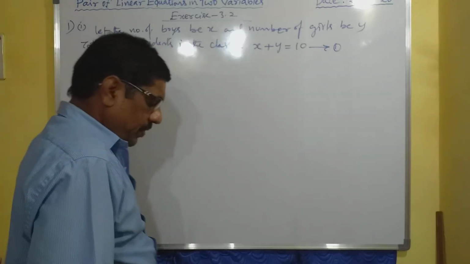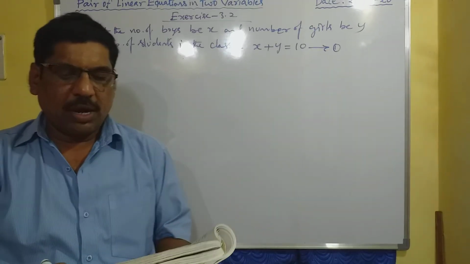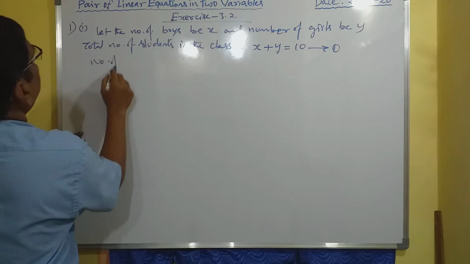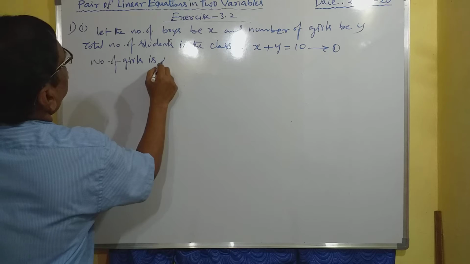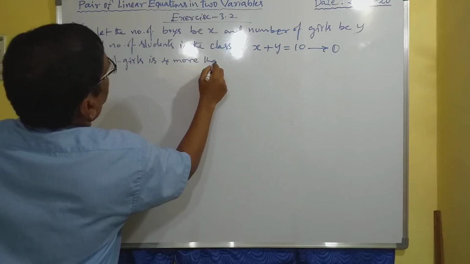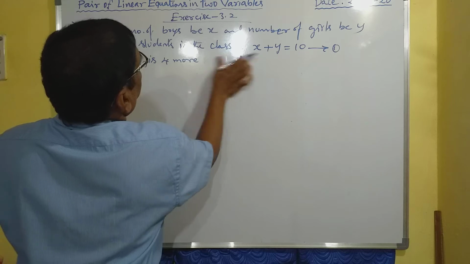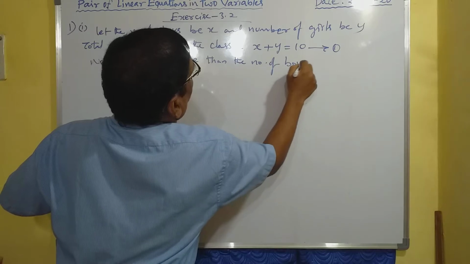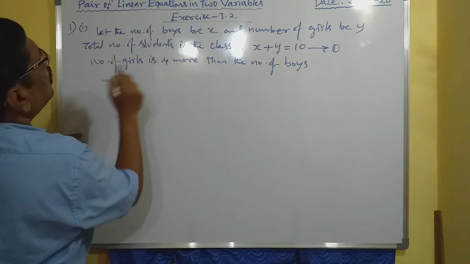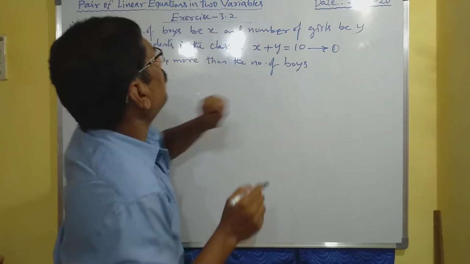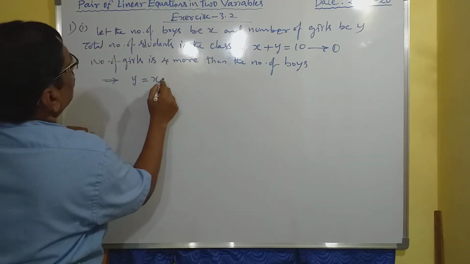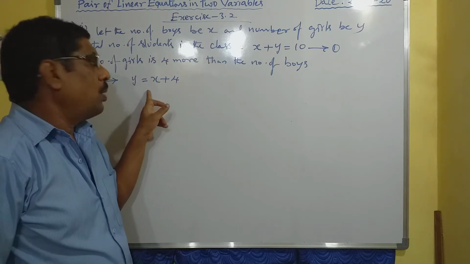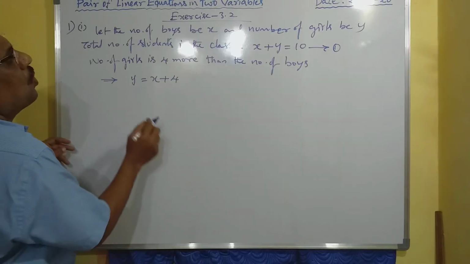Now he has given the condition that the number of girls is 4 more than the number of boys. From this what can we write? The number of girls we have taken as y. So y is equal to x plus 4, because the number of girls is 4 more than the number of boys.